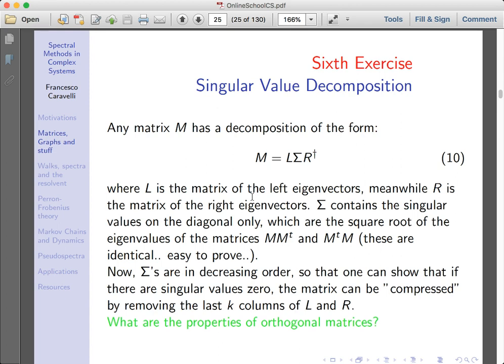Another thing which is useful to know is if you don't want to reduce to Jordan normal form and you really want to have diagonal decomposition, let's say similar to the one with left and right eigenvalues before, you can use what is called a singular value decomposition. Okay.